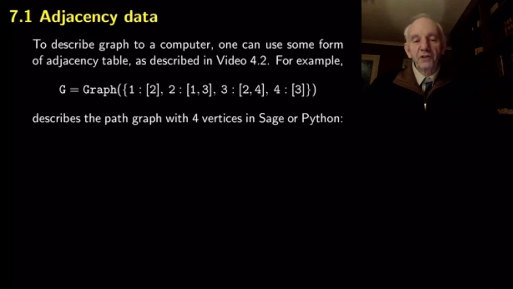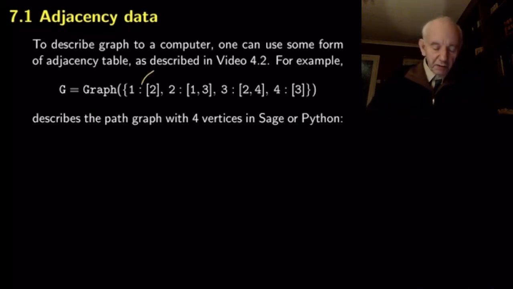We've come across adjacency tables once before, so I'll start with one of those. Here's an adjacency table that describes a graph with 4 vertices. Whereas before I wrote it as an actual table, this time it's written in computer jargon, but the principle's the same. It's telling us that vertex 1 is adjacent to vertex 2, whereas vertex 2 is adjacent to vertices 1 and 3, etc.